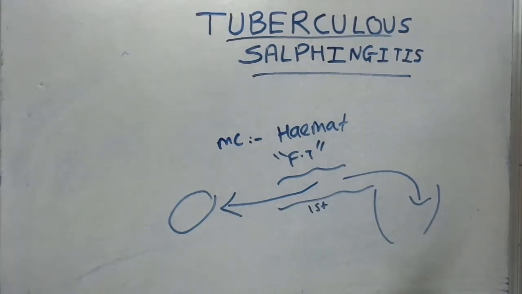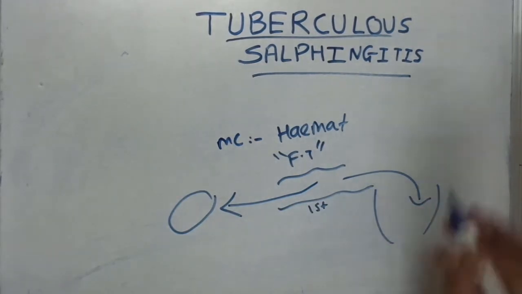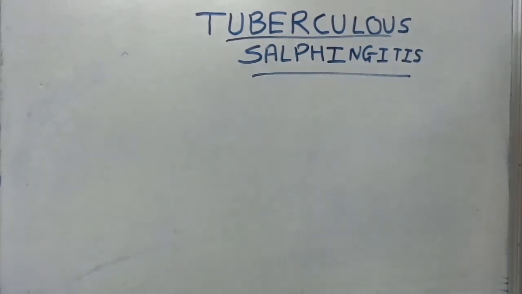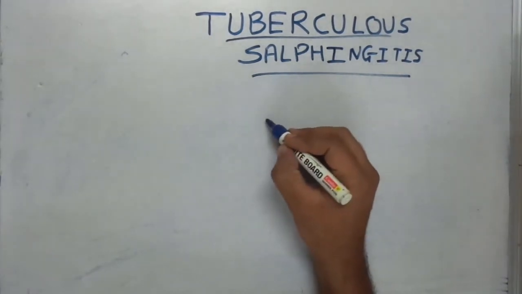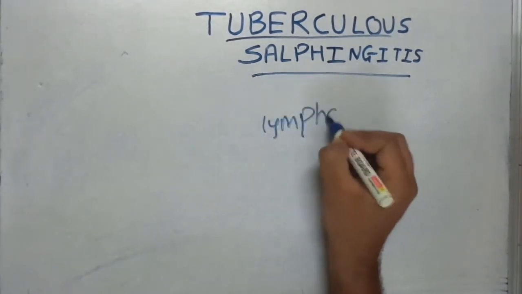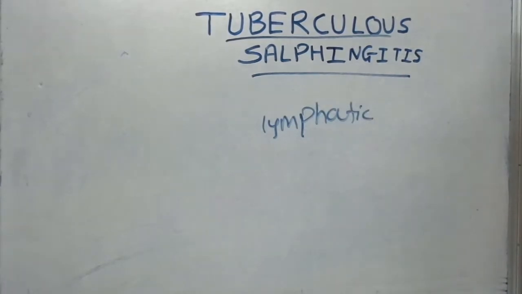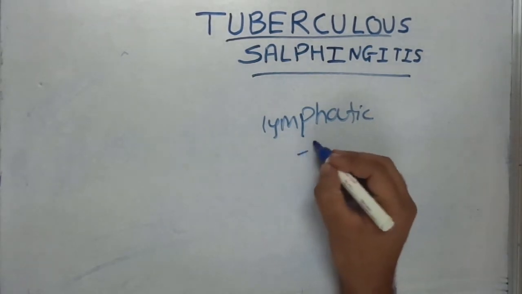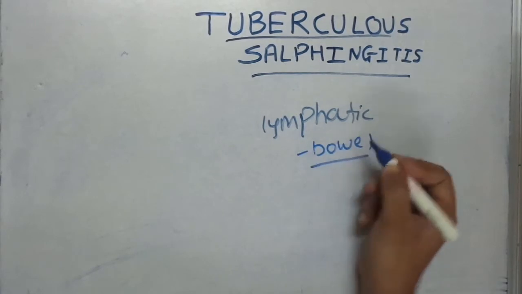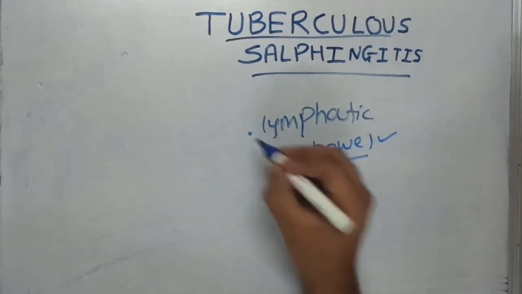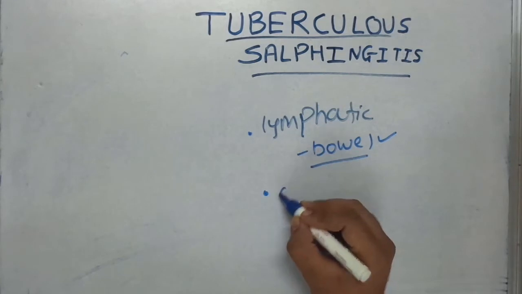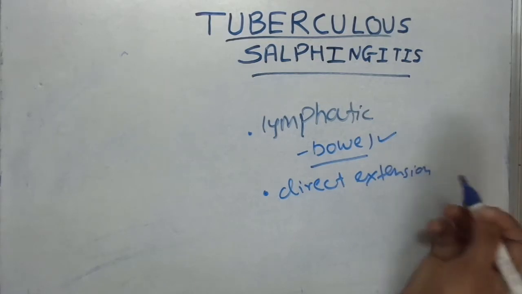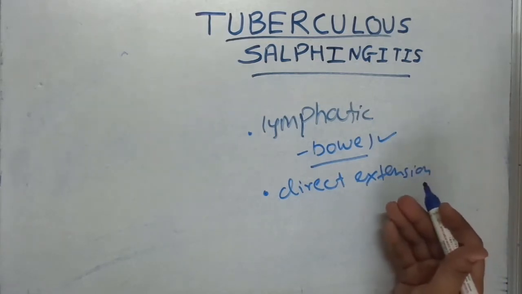Then, in least common ways, there is lymphatic spread. Another way of spread is lymphatic, from which the spread may be from bowel. Lymphatic spread from bowel TB, or another way, a very rare way, is direct extension, direct extension from transperitoneal spread.